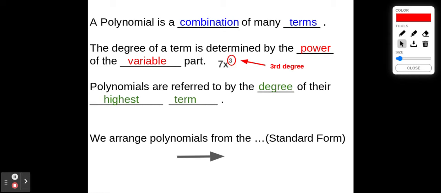When you're arranging polynomials, you want to arrange them in standard form. So the terms need to go from the highest degree all the way down to the lowest degree. You do the same thing when you combine like terms and then write your final expression. So this isn't anything that's new.